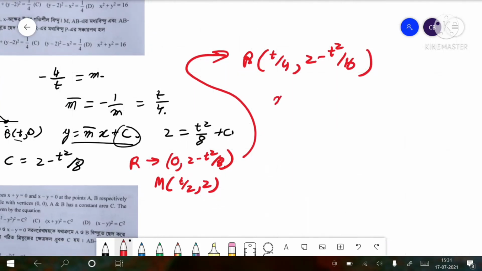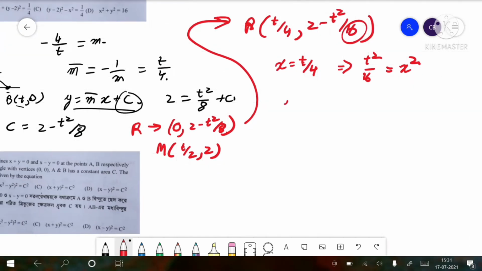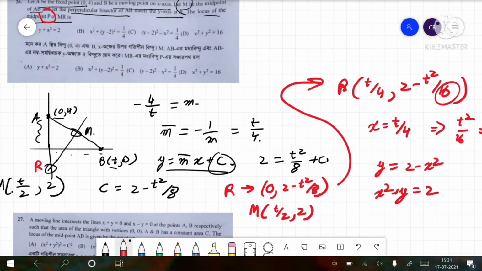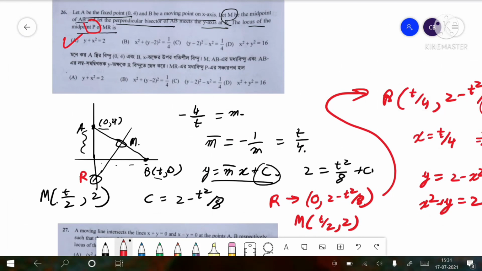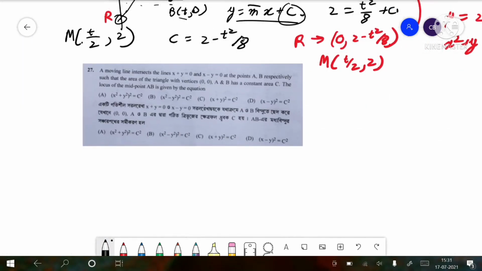Now it becomes really simple. x is equal to t by 4. Therefore t square by 16 is equal to x square. You don't have to cross multiply because it is 16 already given here. So y is equal to 2 minus x square. Therefore x square plus y is equal to 2. So here that would be option A. Going on to the next question.